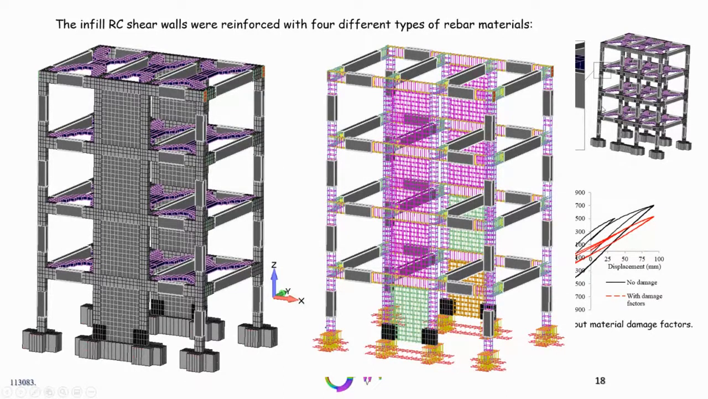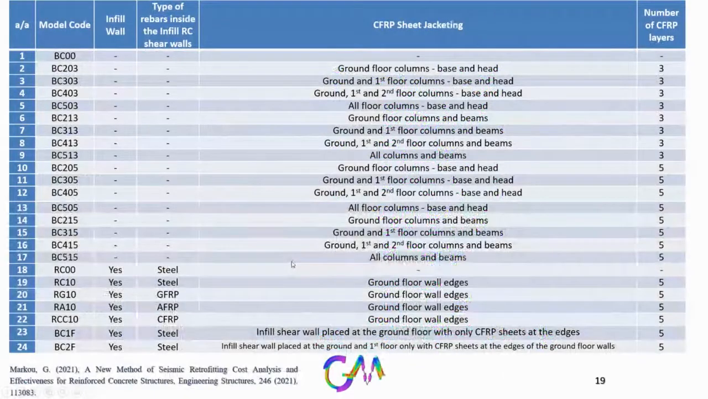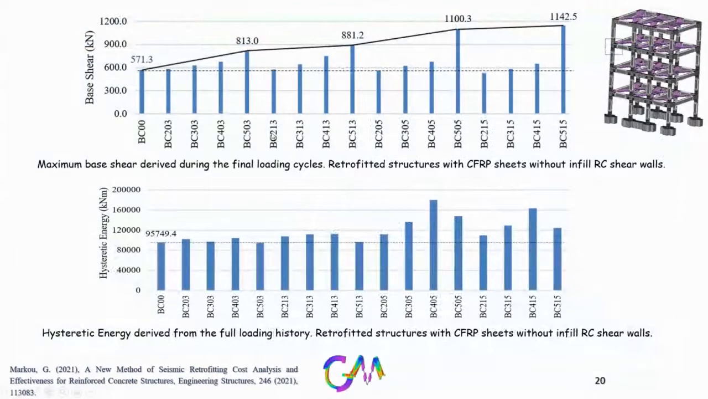So this was the initial framing system, and then these reinforced concrete infill shear walls were constructed. And as you can see, at the base, at the edges, CFRP sheet was applied in order to avoid local failure. And in total, 24 different cases were modeled in order to investigate the effectiveness of each and every retrofitting approach. This is the maximum base shear that each model developed for the case of retrofitting columns and beams with CFRP sheet, and the hysteretic energy that was computed based on the cyclic nonlinear analysis.